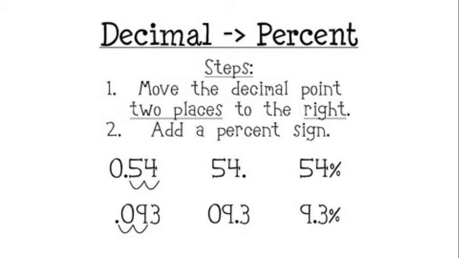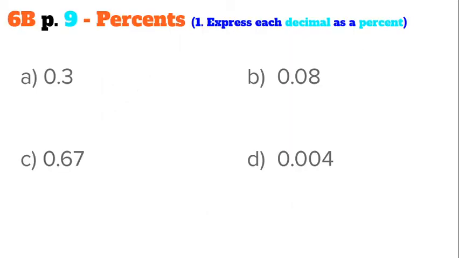So if we have 0.54, in other words, 54 hundredths, we're going to move that decimal point 2 places to the right and then just add that percentage sign. 0.093 would be 93 thousandths. We move that decimal point 2 places to the right, 1, 2, and that would be 9.3, and we just add our percentage sign, 9.3%. Okay, let's do a couple of examples.